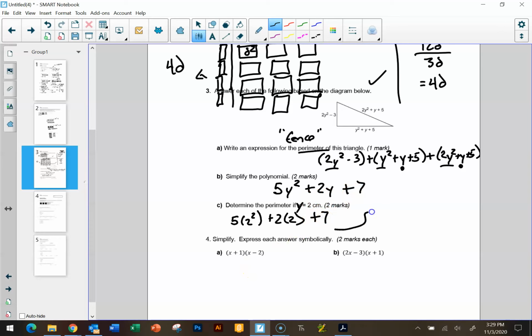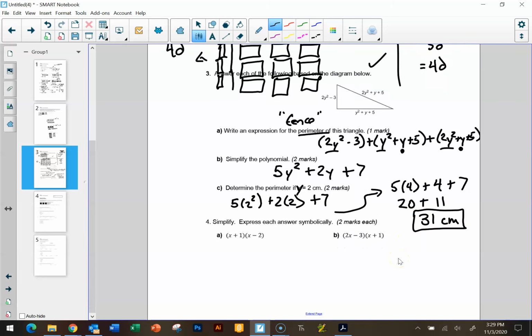Okay, there we go. I'm going to just take this up over here. It's going to be 5. Remember, order of operations, got to do the exponents first. So it's going to be 5 times 4 plus 2 times 2 is 4 plus 7. It's going to be 20 plus 4 plus 7 is 11. It's going to be 31 centimeters. Not centimeters squared. It's perimeter, right?